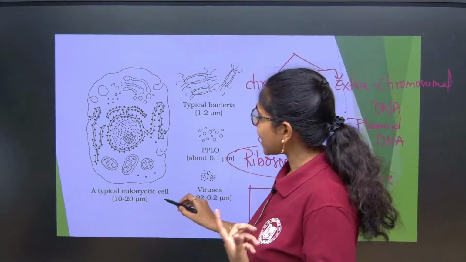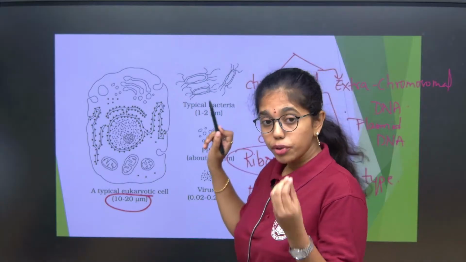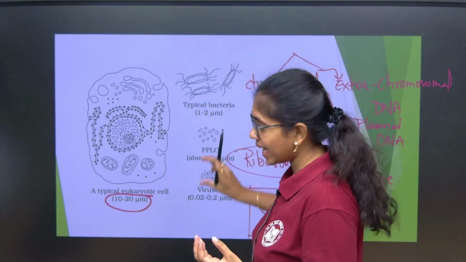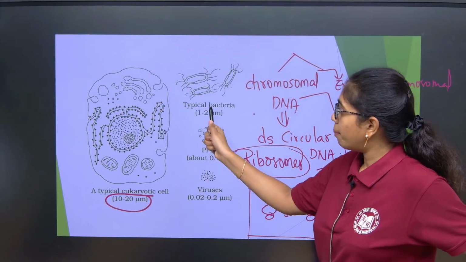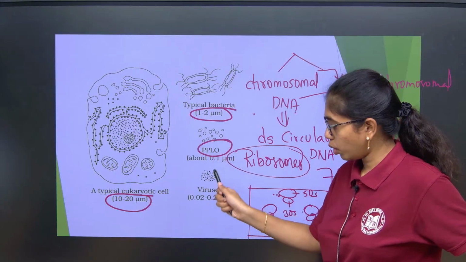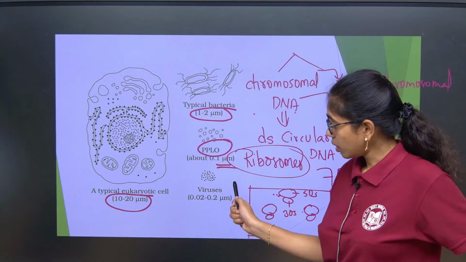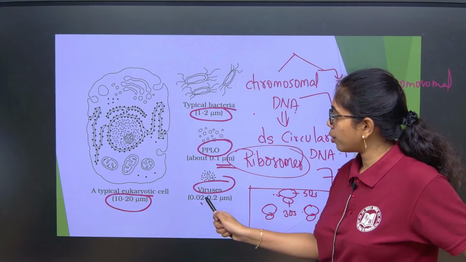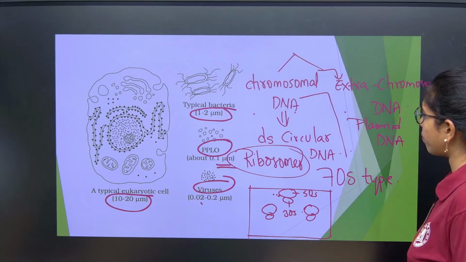What is the size of the eukaryotic cell? 10 to 20 micrometers. A few times, questions from this area have been asked in the NEET exam, so remember that. A typical bacterium is 1 to 2 micrometers. PPLO, pleuropneumonia-like organisms, are just 0.1 micrometers, and viruses are 0.02 to 0.2 micrometers. Remember all the sizes of the different cells.